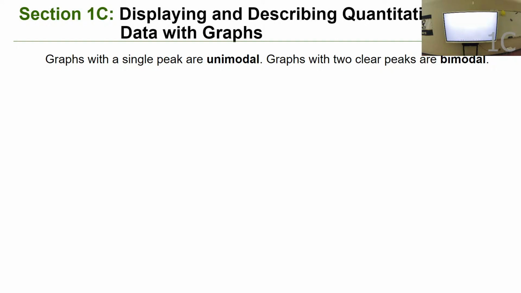Graphs with a single peak are unimodal. Graphs with two peaks are bimodal. We did talk about the word mode, right? Mean, median, mode. Mode is the most often. So if there's two modes per se, not necessarily two, but two peaks, that's bimodal. Single peak is unimodal.